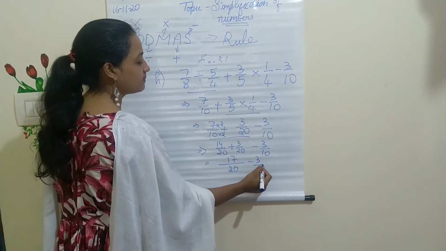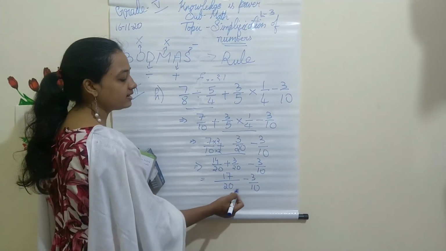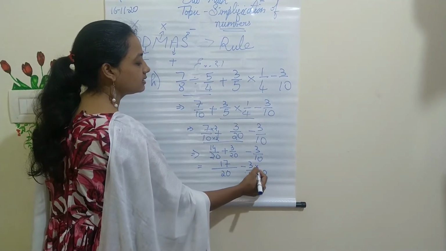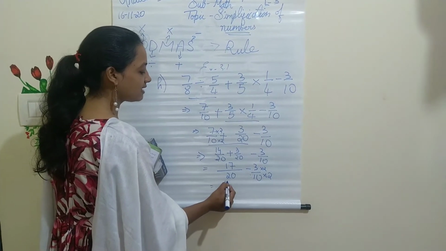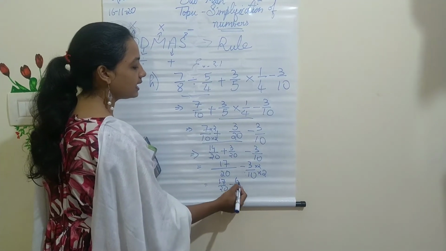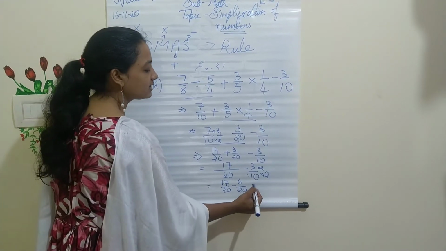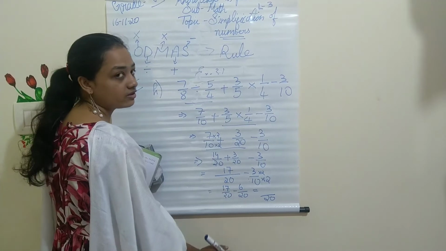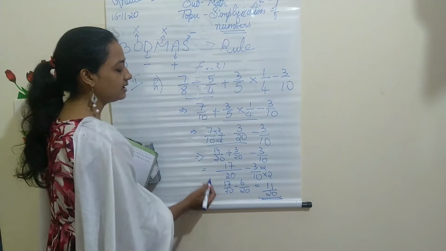Minus 3 by 10. Again, subtraction should also have the same denominator. So to get the same denominator here, just multiply with 2. So you get 17 by 20 minus 6 by 20. So when I subtract, what is the answer I get? 17 minus 6 is 11. So 11 by 20 is my final answer.